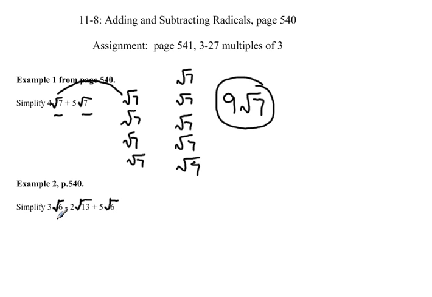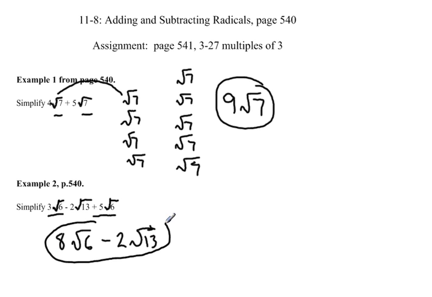I've got 3 square roots of 6 minus 2 square root of 13. That's a different thing. It's an unlike term, so they can't combine. Plus 5 square root of 6. So combine your two underlined terms to 8 square root of 6 minus 2 square root of 13, and that's as far as you can go. So the main point of that example is to make sure you don't combine unlike terms.